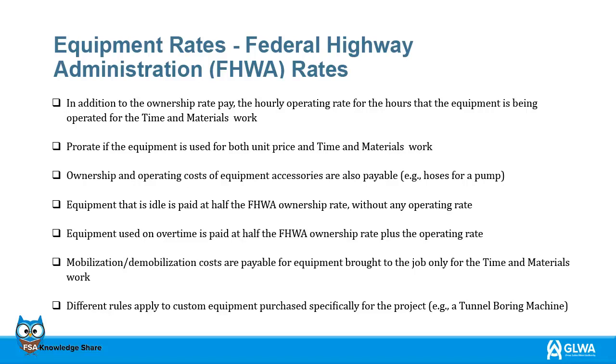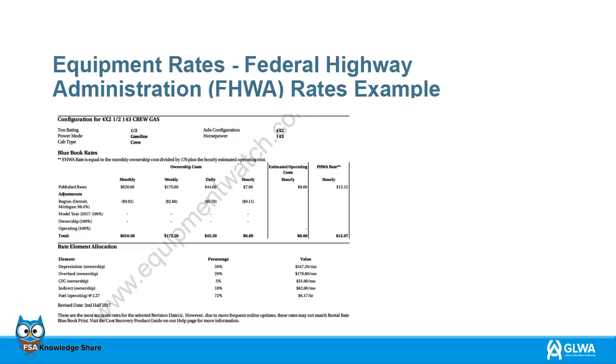Equipment that is idle is paid at half the FHWA ownership rate, without any operating rate. Equipment used on overtime is paid at half the FHWA ownership rate plus the operating rate. Mobilization/demobilization costs are payable for equipment brought to the job only for the time and materials work. Different rules apply to custom equipment purchased specifically for the project, for example, a tunnel boring machine. Equipment rates. Federal Highway Administration, FHWA, rates example.